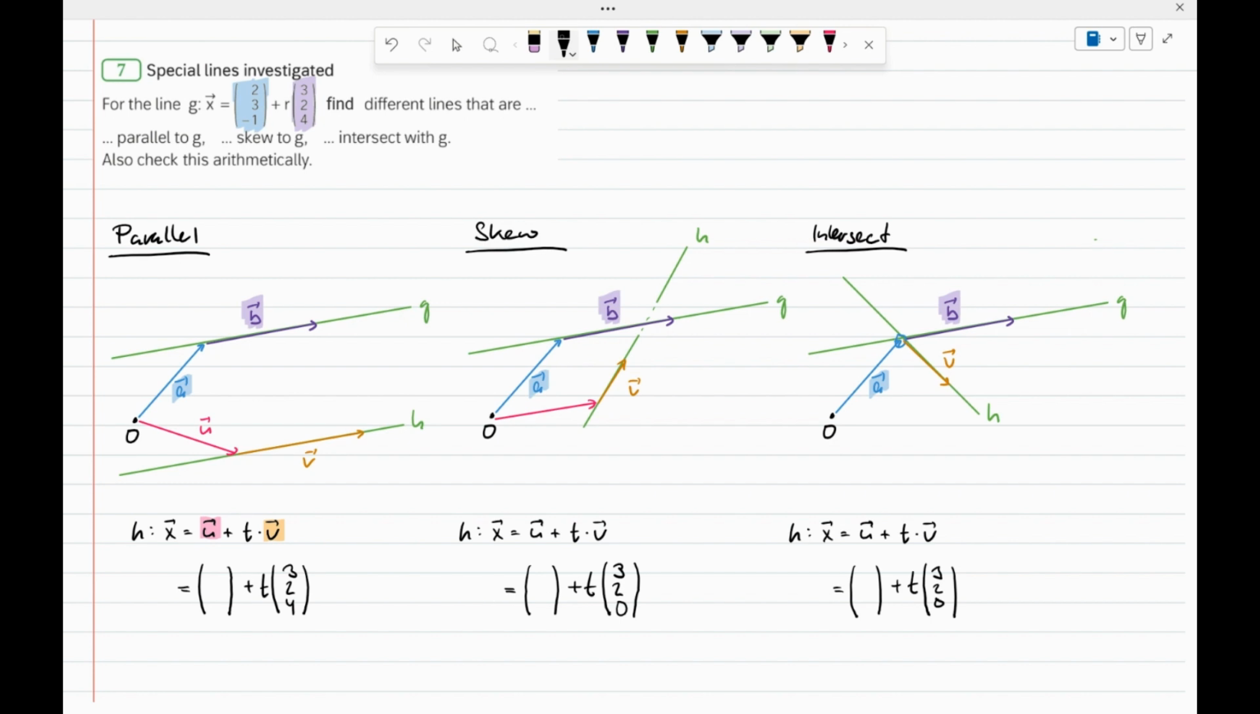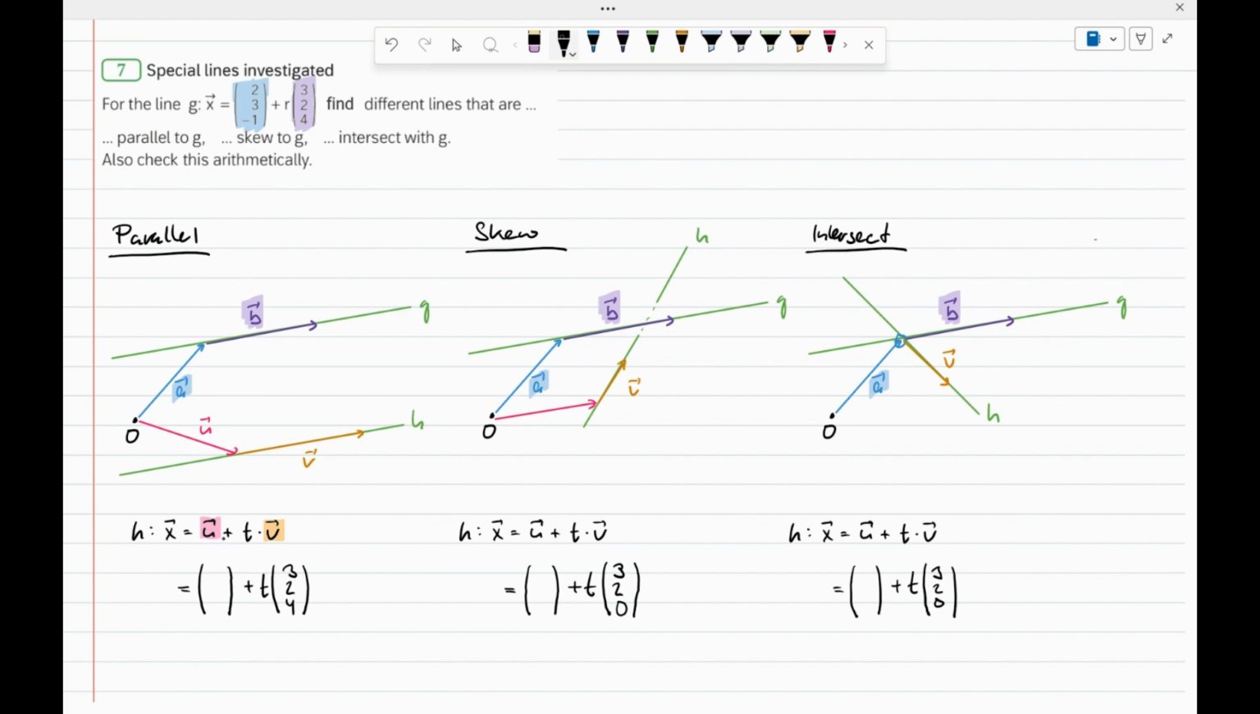Okay, so we already have the direction vector for all three cases. Now let's look at the position vector, first for the parallel line. And we need to ask ourselves what would be a good choice for the position vector.